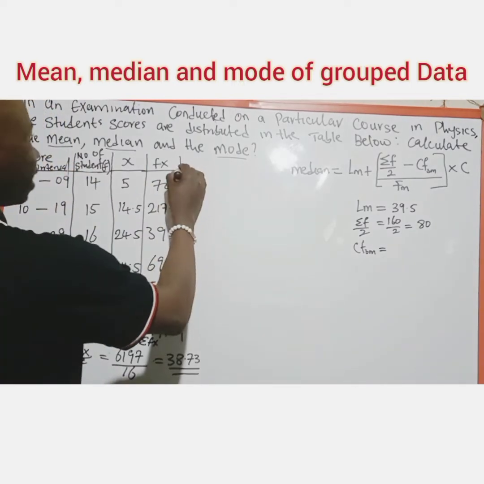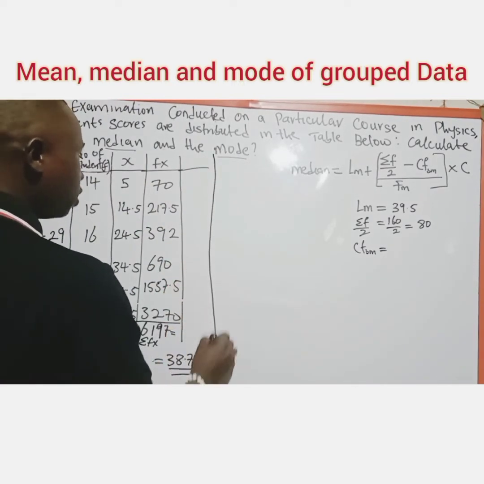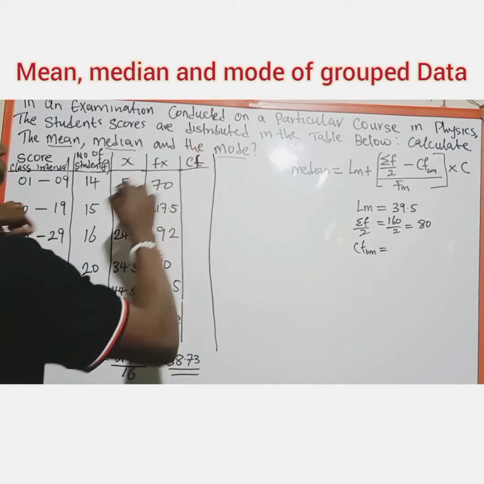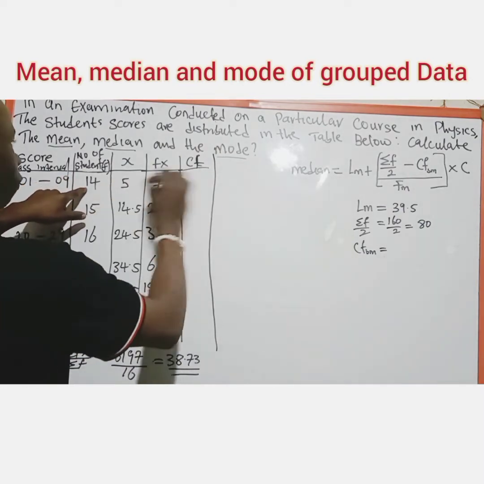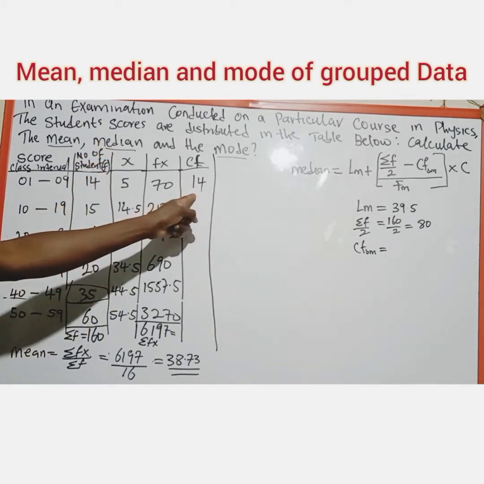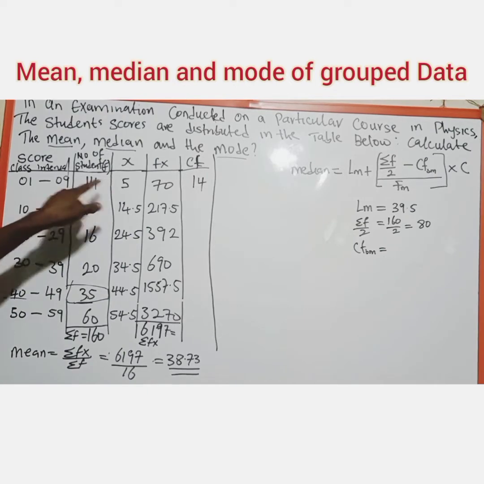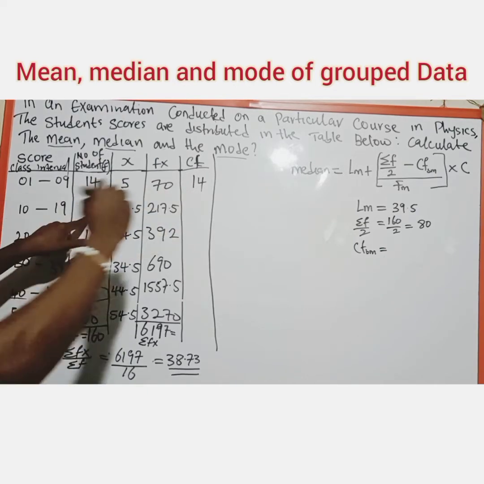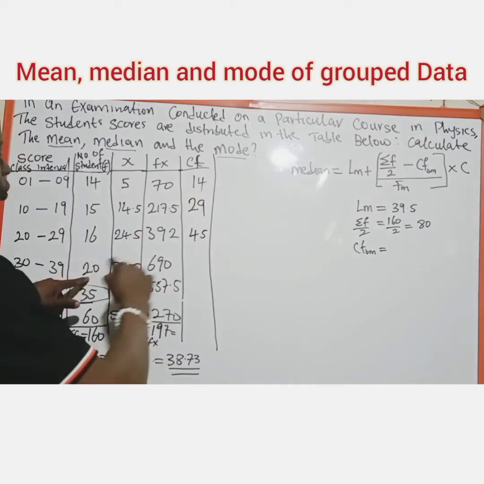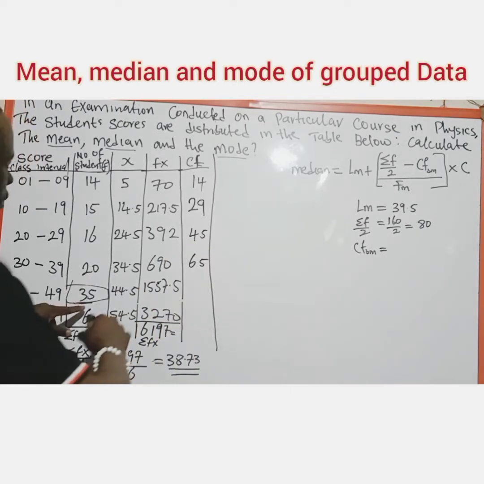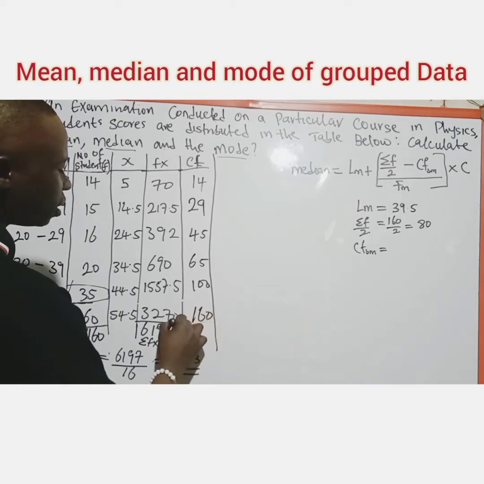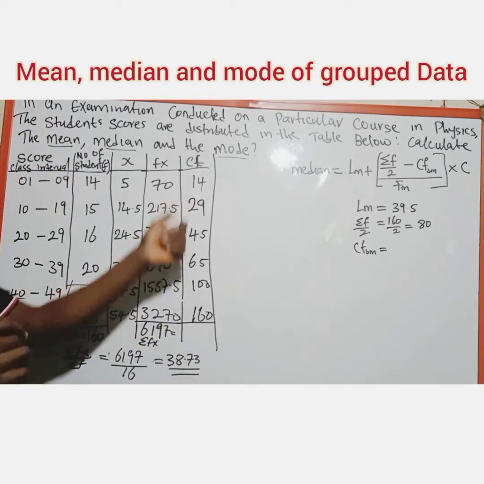First of all, we are going to create another column for cumulative frequency. So this is our frequency. For the cumulative, the first one is 14. How are we going to cumulate it? By adding the next frequency to the previous one. So this is 14. Add 14 to 15, it will give me 29. Then 29 plus 16 will give me 45. 45 plus 20 will give me 65. 65 plus 35 will give me 100. And 100 plus 60 will give me 160. So this is my cumulative frequency.